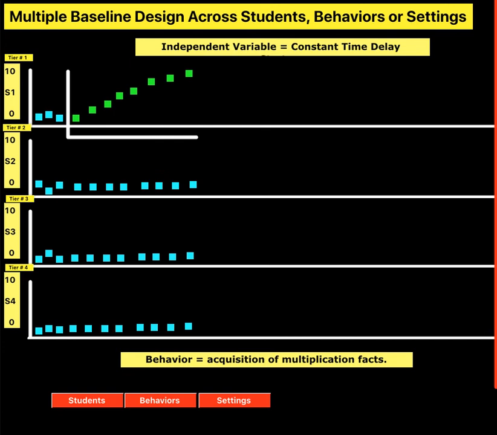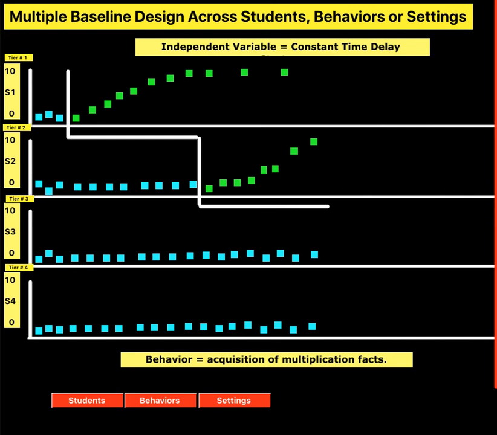Now look what happens here. In this design, we intervened in tier number 1, and the data moved in a therapeutic direction, and it reached competency at all 10 facts being correct. But notice we did not intervene in tier 2, we did not intervene in tier 3, and we did not intervene in tier 4, so they stayed at baseline level. That means now we can intervene in tier 2 because the data is stable.